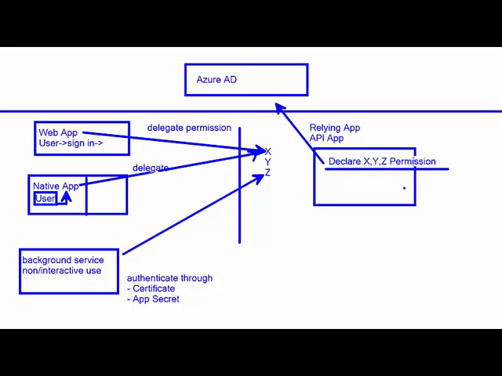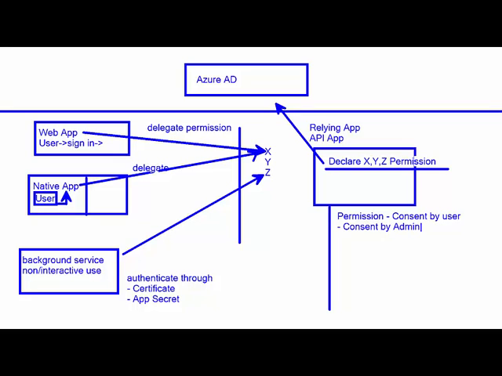Now, just to go one step deeper, when the API permission is declared, a permission can be consented to, or a consent to the permission may be obtained, either by the user themselves, consent by user, or it can be consent by your directory admin.